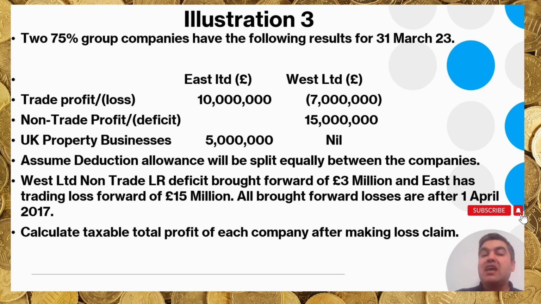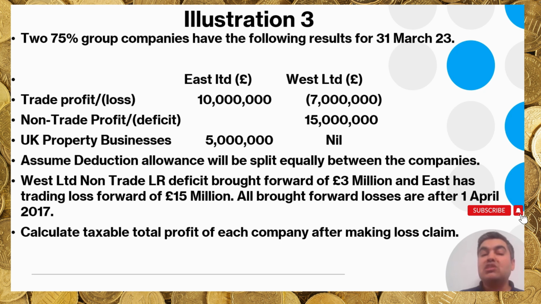Example: 275% group companies have the following results for 31st March 2023. East Limited and West Limited. East has a trading profit of 10 million, or trade profit of 10 million. West has a trade loss of 7 million. West has a non-trade profit of 15 million. East has a UK property business income of 5 million. Assume the deduction allowance will be split equally between the companies. Both companies are 75% group.